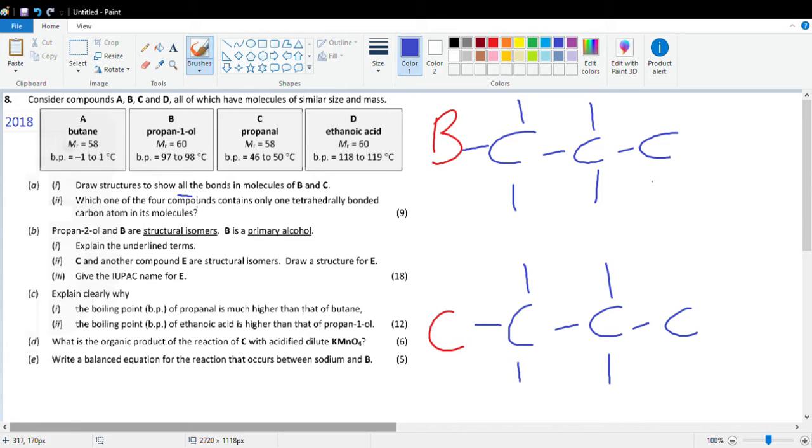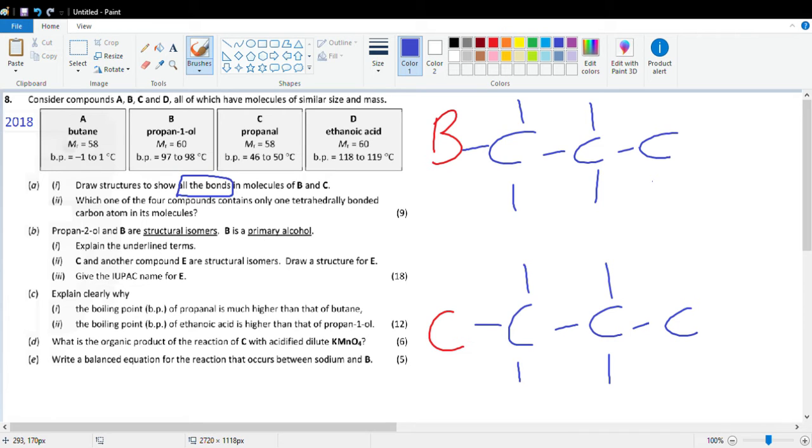The key phrase here is showing all of the bonds. So I haven't drawn in my hydrogens here, but you have to. I'm just trying to do this on the touch screen, so it'll take me ages and my H's will look really bad. So you have to show all of the hydrogens, and you have to show all of the bonds here. So for B, I'll tell you what I mean by that.